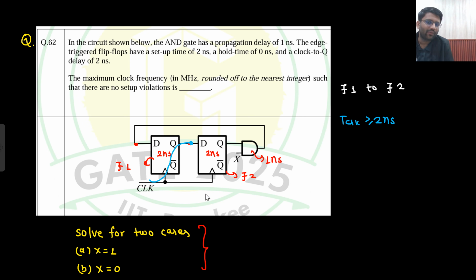I have reached here. Now what I will do? I will ask him what is your setup time. He will say my setup time is 2 nanosecond. So you will put 2 nanosecond there. Then I will say, after how much time the clock is reaching you? Then he will say that, yes, sir, clock is reaching me immediately, because there is no delay here, no?